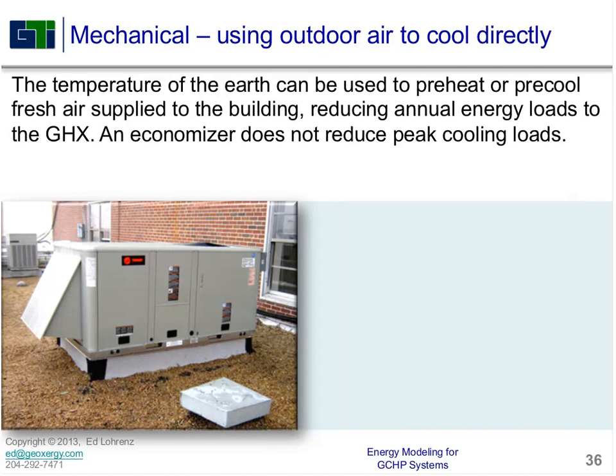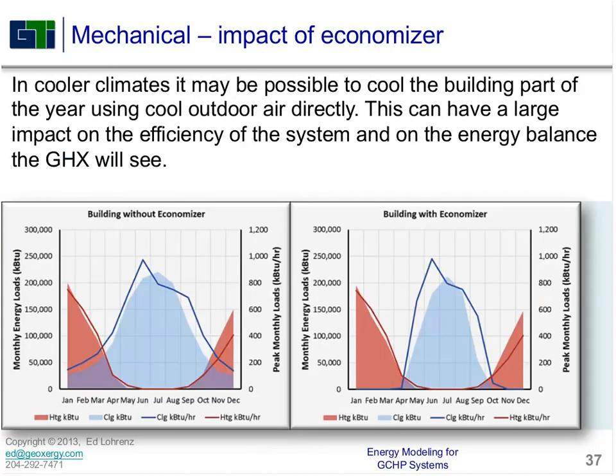In a lot of cases, using outdoor air, cool outdoor air, to cool a building itself, an economizer basically can reduce the annual energy loads. It's not going to do anything to reduce the peak loads, but it certainly can reduce the annual energy loads. If you look at a building without an economizer and a building with, you can eliminate the annual cooling load in the winter and spring and fall months, whereas here you'd be using the system and dumping heat into the ground. And you need to look at what the energy balance is of the whole building and see if it's worthwhile doing that or not.